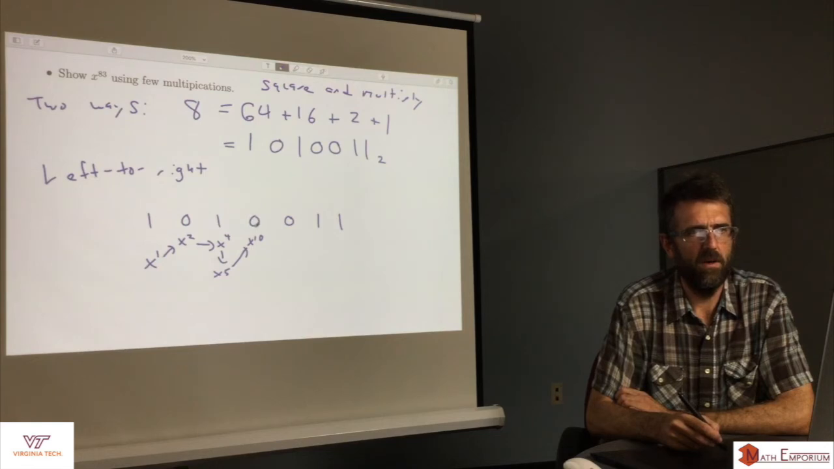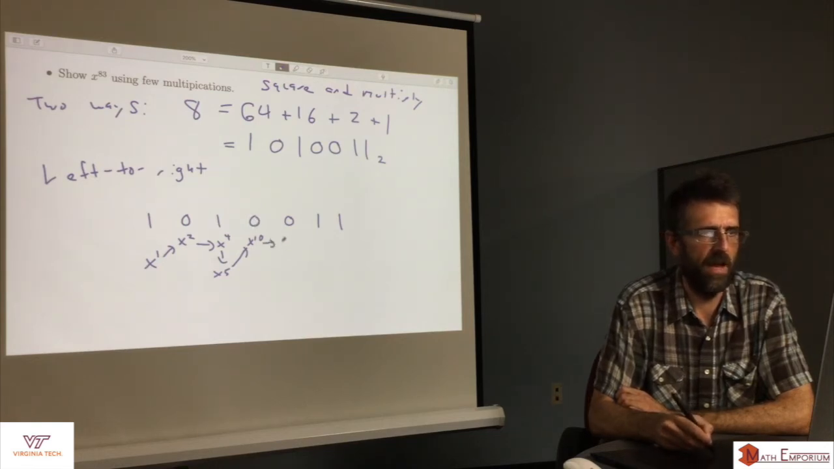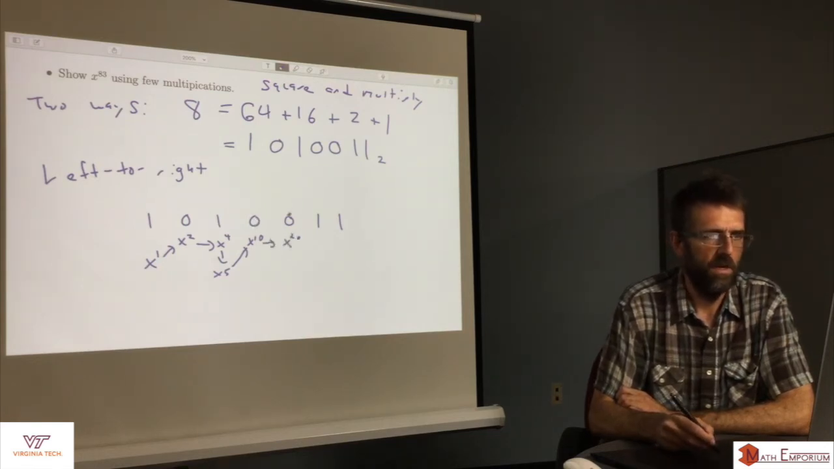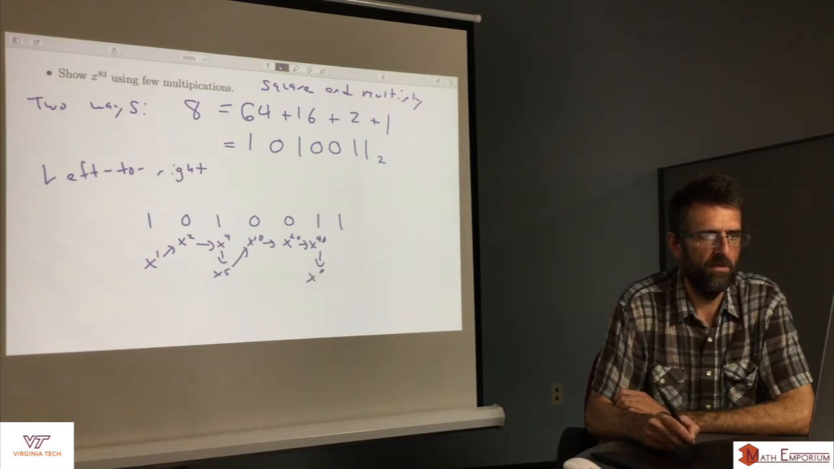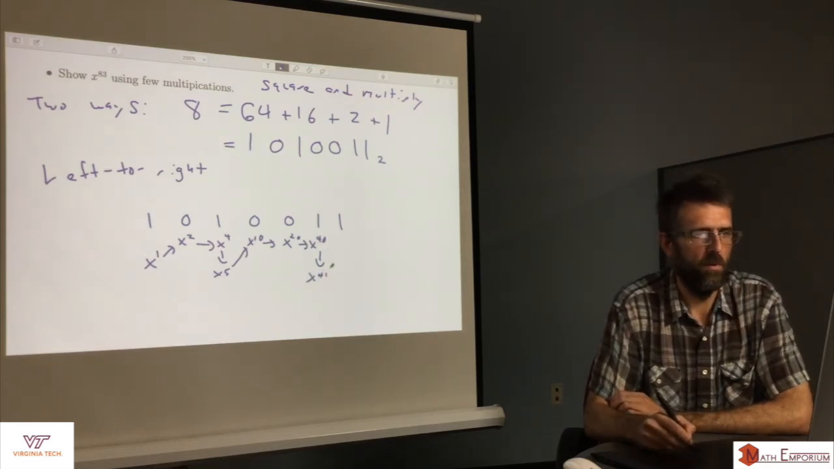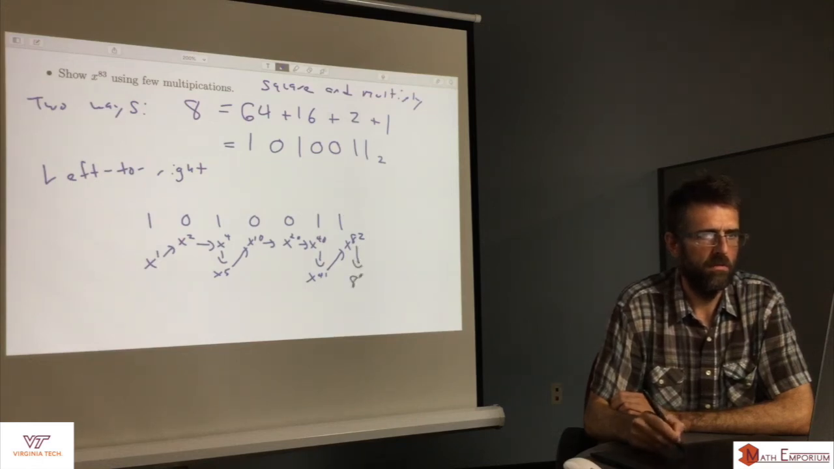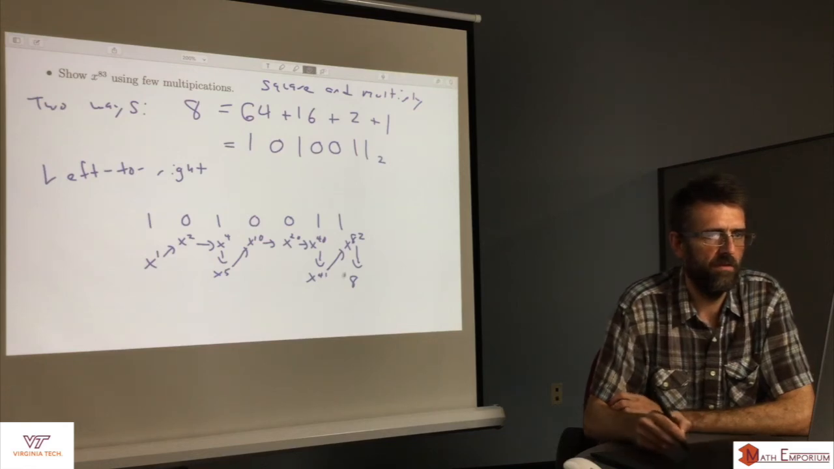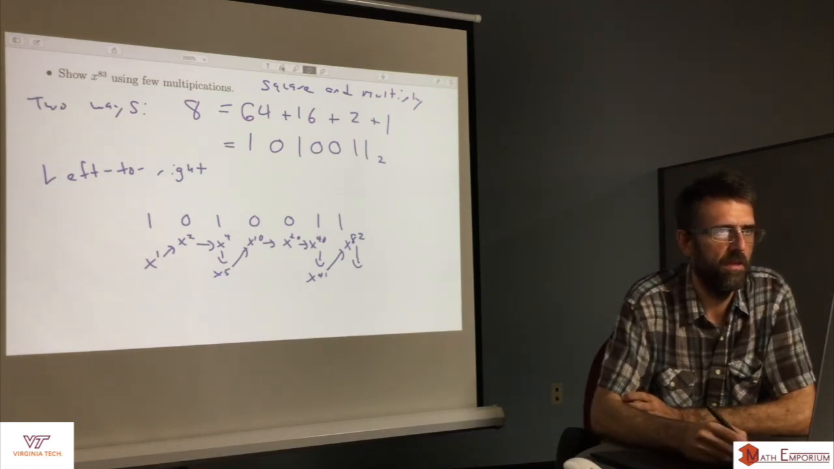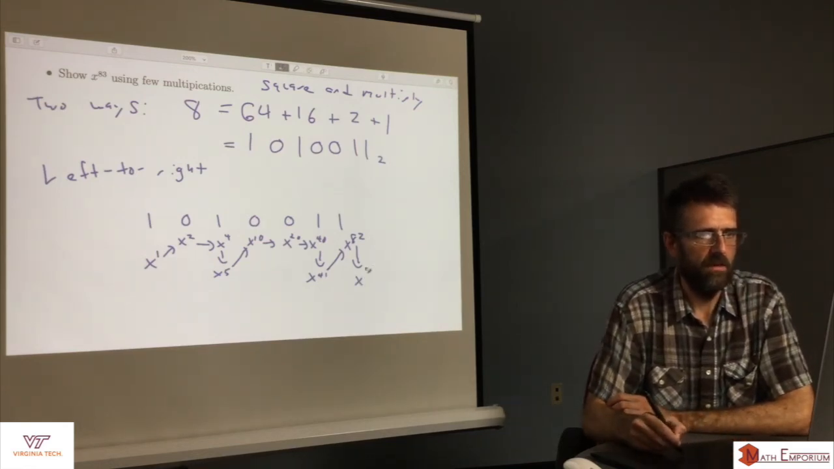I see a 0 here, so I'm not going to multiply by an additional x. I'm just going to shift right and square. Again, I see a 0, so shift right and square. Here I see a 1, so I am going to multiply by an x. So x to the 41. Shift right and square, x to the 82. And here I see a 1, so again, multiply by another x. And so notice I end up with x to the 83.